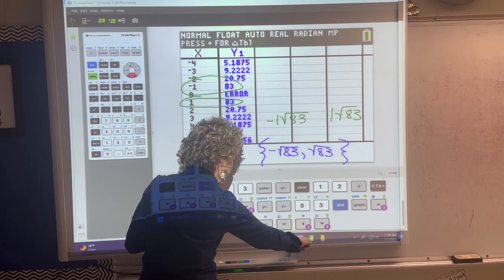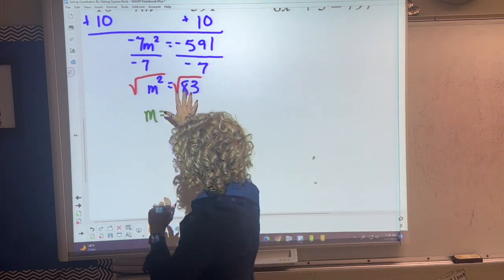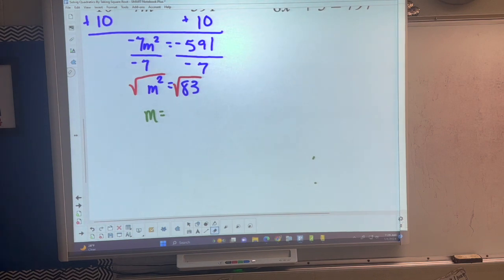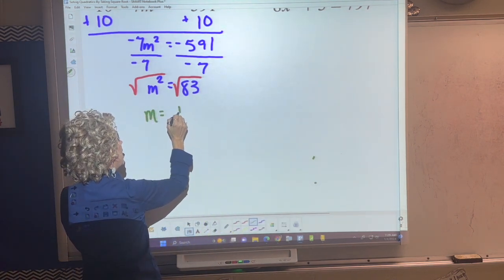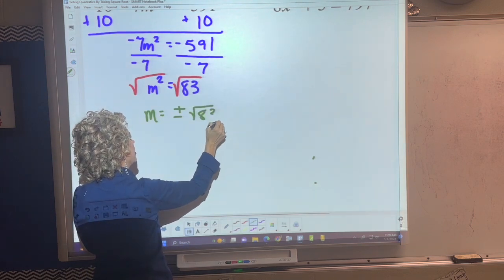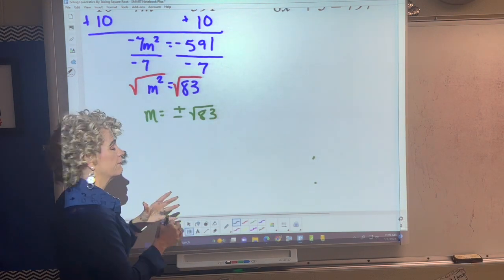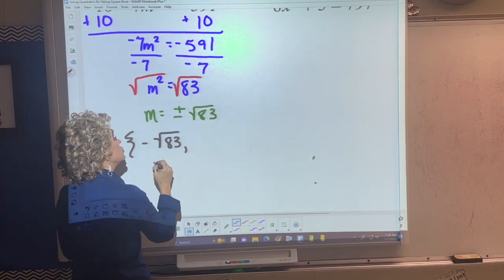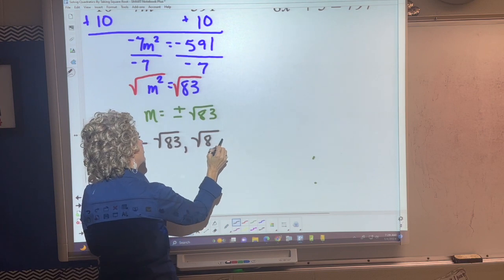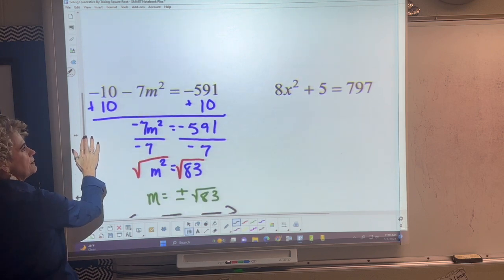So when I go back, I've got all my work right here. And what I would like to see in your work is that we've looked at our calculator. I've got a positive and a negative square root of 83. So that's all in my work. But I've got to type my answer. I've got to write my answer in proper form. So I have my braces, least negative square root of 83 to greatest positive square root of 83. And I'm finished with that one. Okay, so that's not too terribly bad.